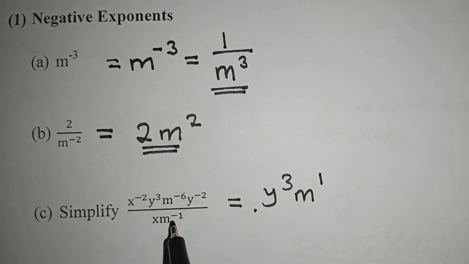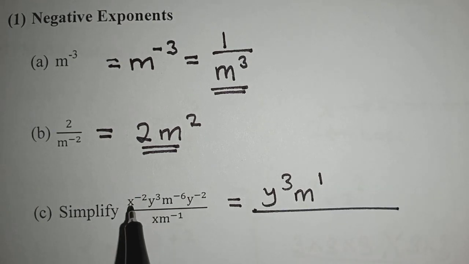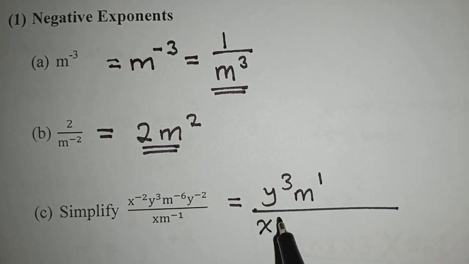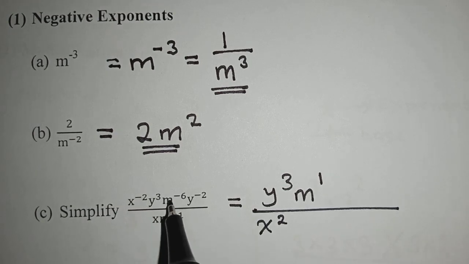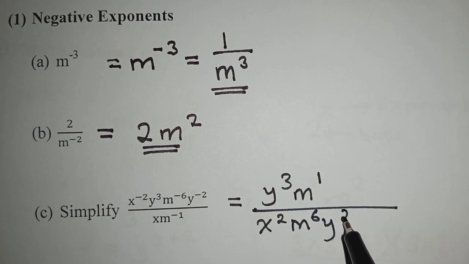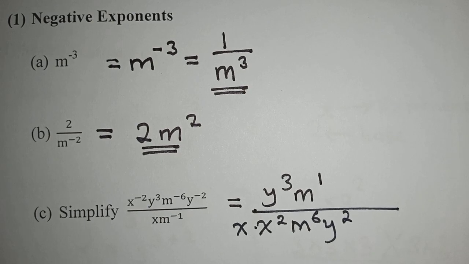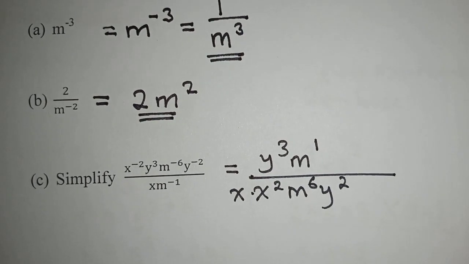You see the negative here for this m. It has changed to positive. We say over. Now x will go down. The power will change to positive. m the same, y the same, and x there will maintain. So let me just put it in front here, this x. Okay, so now we are good to go.